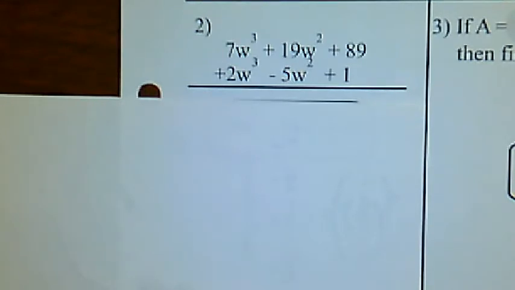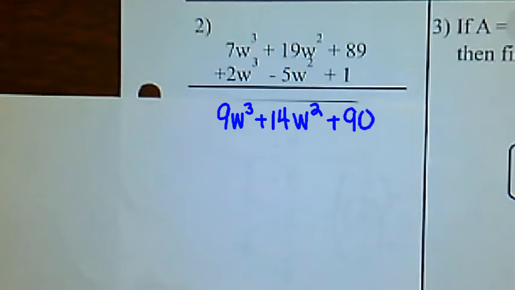So if I have 7w cubed plus 2w cubed, that is just 9w cubed. Okay? Now I'm going to work down for this. So I have a 19w squared, and then I'm adding a negative 5w squared. So that's going to actually equal a positive 14w squared. Then I have 89 plus 1, so that's just going to be 90. So 9w cubed plus 14w squared plus 90.